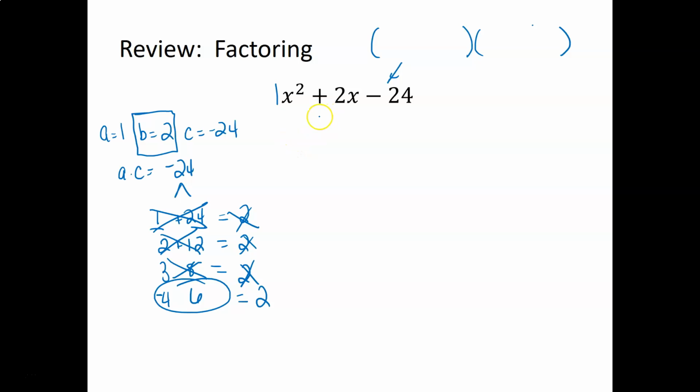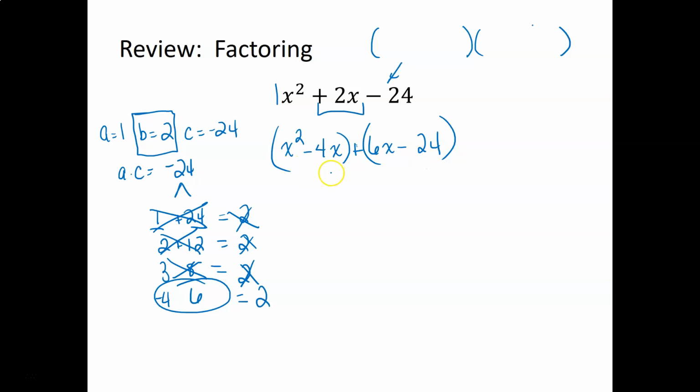Now I'm ready to rewrite. Remember, I'm replacing my B term with these two numbers that I came up with. So this should become x squared. I like to put the negative first. It causes me to make fewer negative mistakes. X squared minus 4x plus 6x minus 24. The point of doing this is that now I have my four terms and I'm ready to factor by grouping.